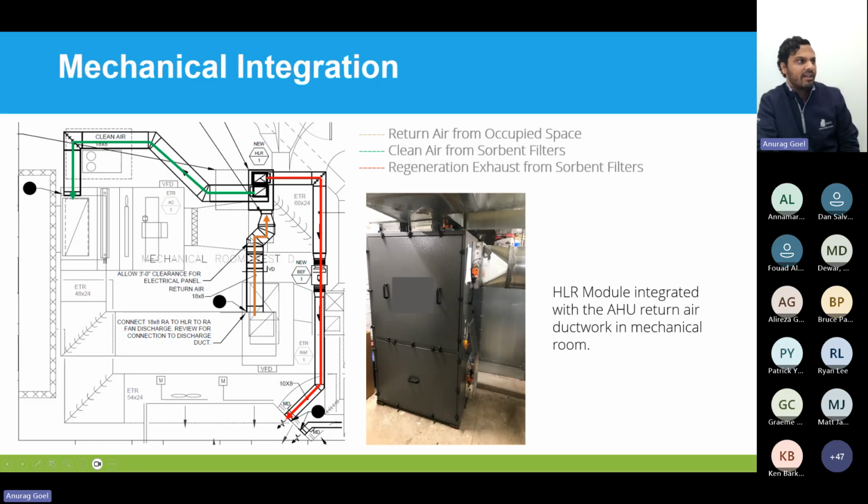So by cleaning only about 5% of the return air, because we're cleaning at a really high efficiency and we're applying the IAQP, we can achieve almost a 65% reduction in the outdoor air requirement.